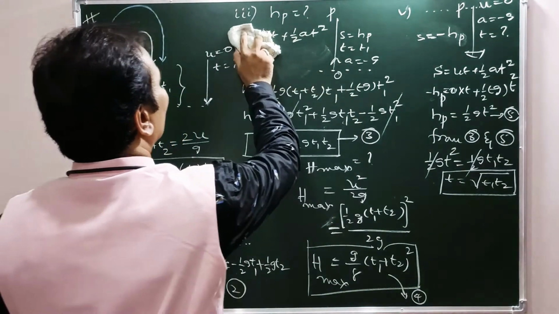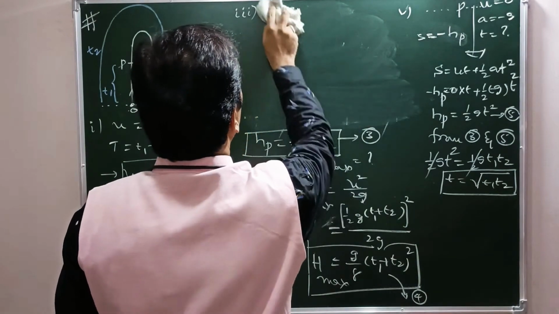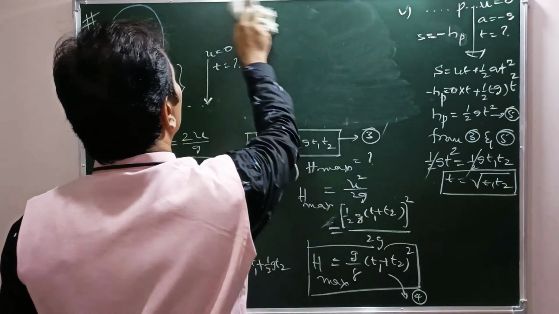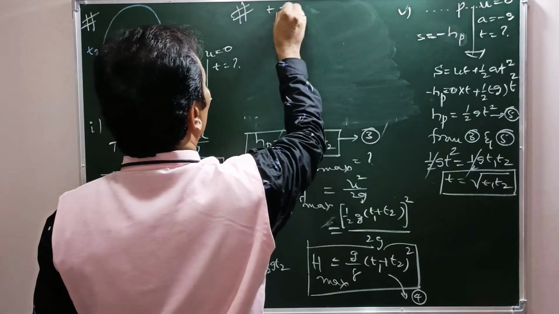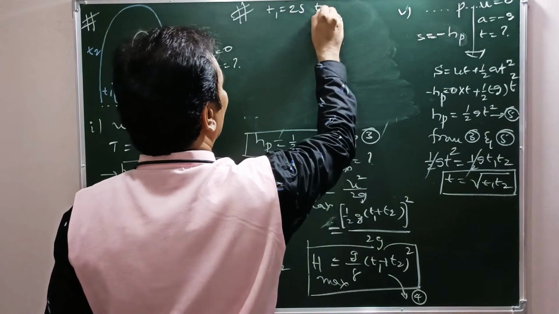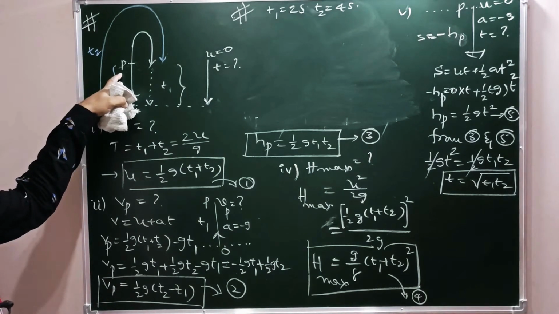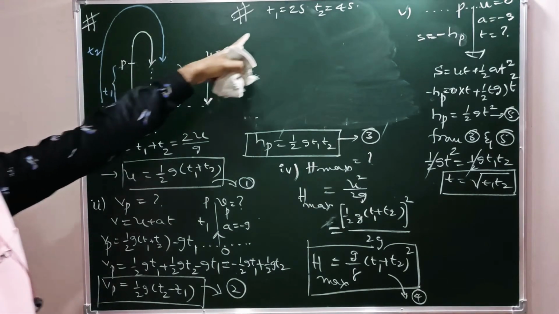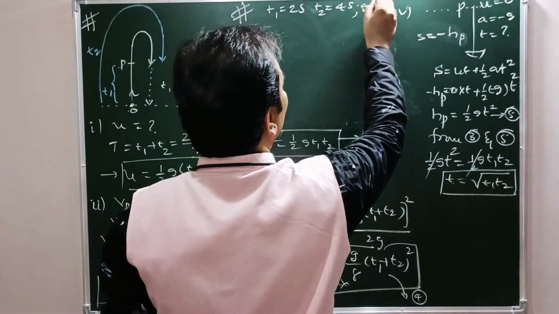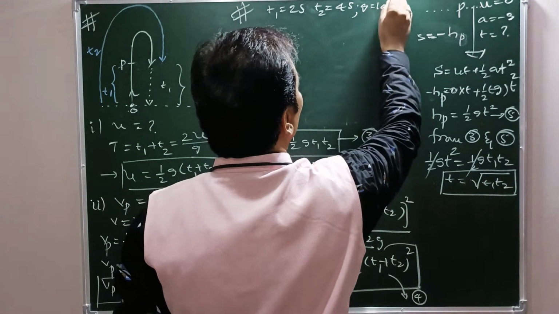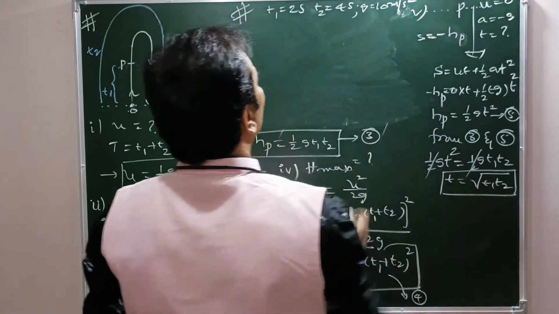Now let us do that kind of sum also, the same sum. Suppose the question is like that: in the previous question, T1 equals 2 seconds, T2 equals 4 seconds. In the same sum, you are given numerical values of T1 and T2. Now g is 10 meter per second squared.